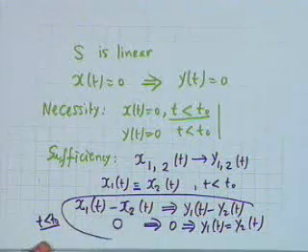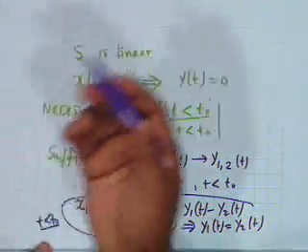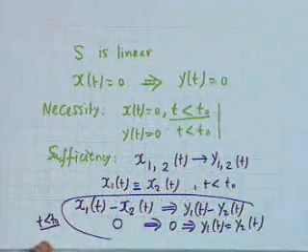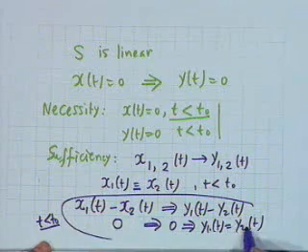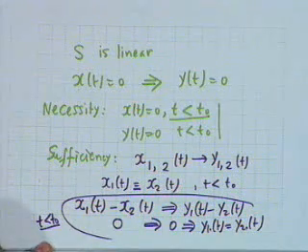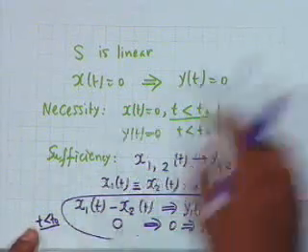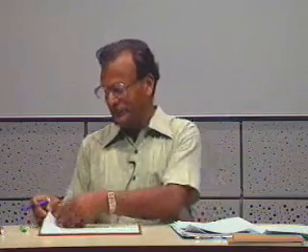Then we say, let t be less than t0. Since t is less than t0, x1 and x2 are identical, so the left hand side is 0. It must produce a 0 output. If it produces a 0 output, then y1 must be equal to y2 till t equals t0, and therefore the system is causal.